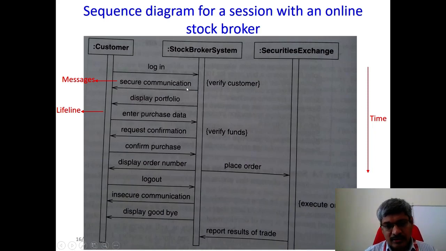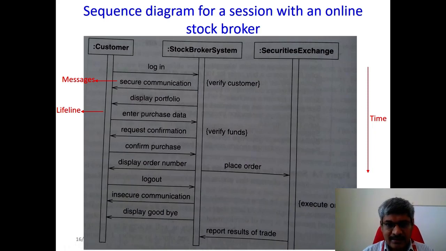Once the secure communication is established, the stockbroker system can display the portfolio for the customer. Then the customer will enter the purchase data. The stockbroker system has to verify whether he has enough money for purchasing, and then it sends a message requesting confirmation, meaning he can actually purchase it. Then the customer sends another message that confirms the purchase.